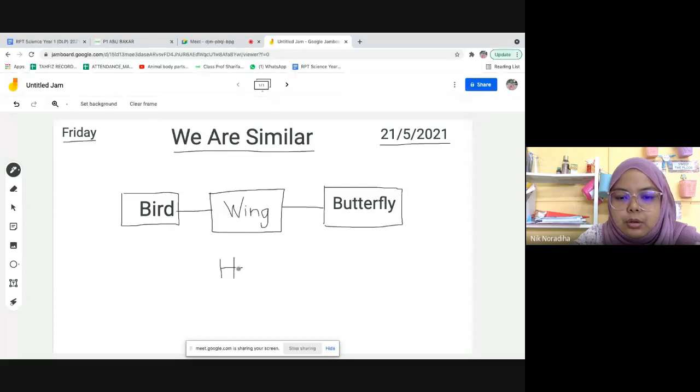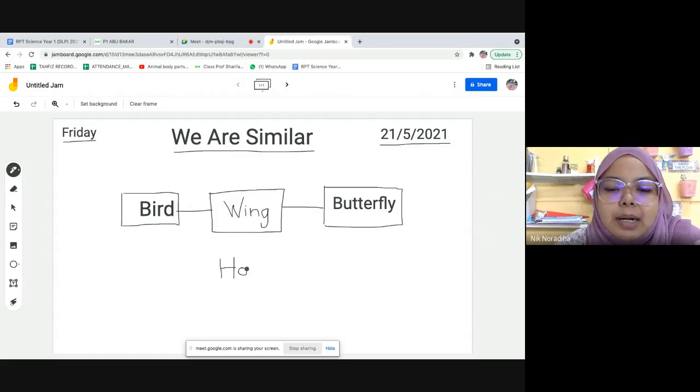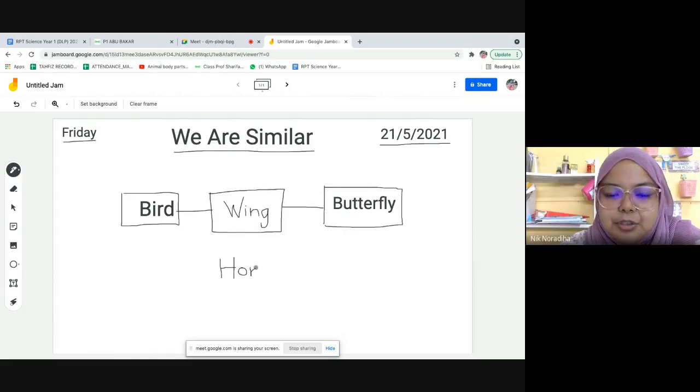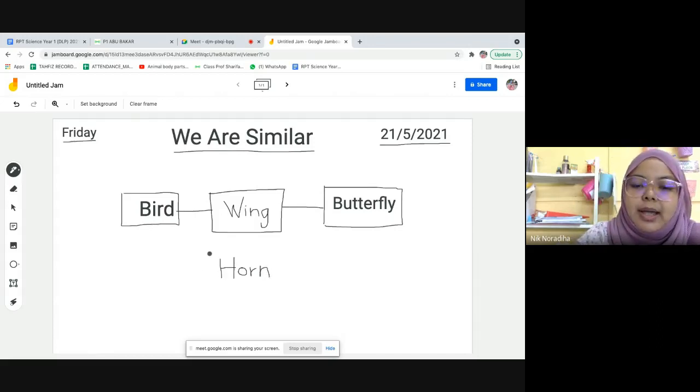O. Okay. Horn. R. So what letter should be R? R. Good job. Okay, last one. Horn. N. What letter should it be? Last one. N. Well done, Sumaya. Thank you. Okay, this is how you spell horn. H-O-R-N. Horn.